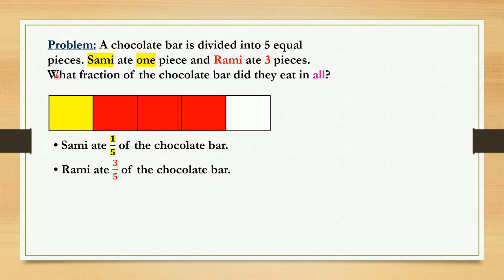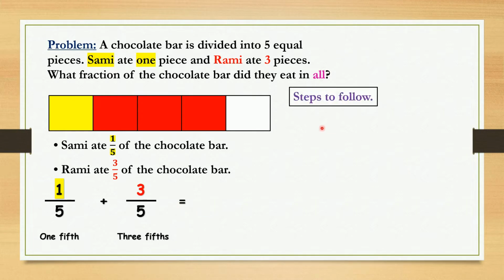Now we need to find the fraction of the chocolate bar that they ate in all. So here let's count. They ate 1, 2, 3, 4 pieces in all out of 5. So they ate 4/5 of the chocolate bar. And to do so, we need to add both fractions. 1/5 plus 3/5 equals. Now let's see the steps that we need to follow to add these two fractions.